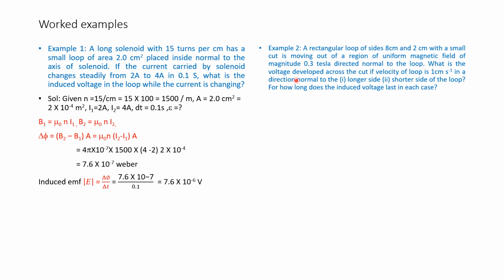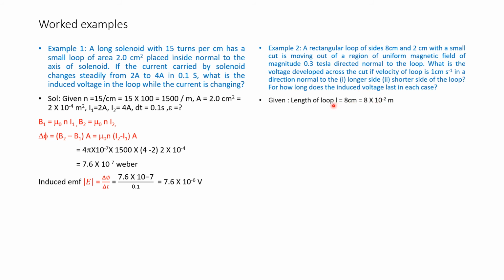What is the voltage developed across the cut if the velocity of the loop is 1 centimeter per second? In case 1, the velocity is in a direction normal to the longer side, and in case 2, it is normal to the short side of the loop. For how long does the induced voltage last in each case?